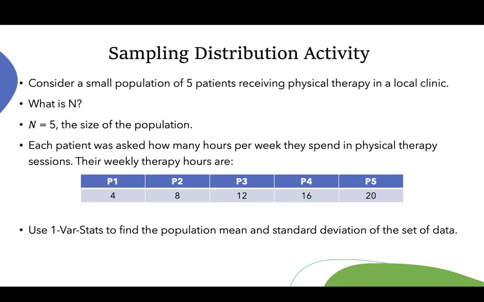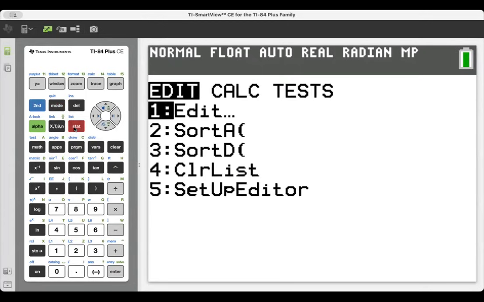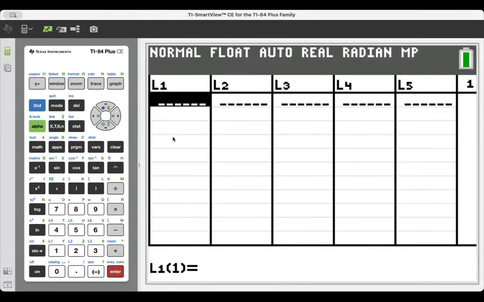We're going to put this in our calculator and use 1-Var Stats to find the population mean and population standard deviation of the set of data. So with me, let's go to the calculator, put these numbers in a list, and then get the population mean and standard deviation. Okay, so here we are. Let's press Stat and number 1, Edit. And we're going to put in 4, 8, 12, 16, and 20.